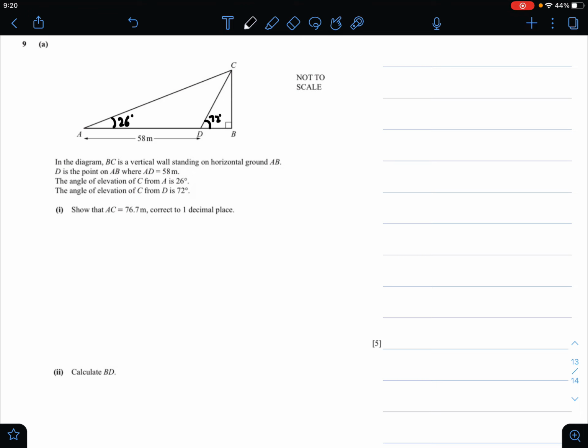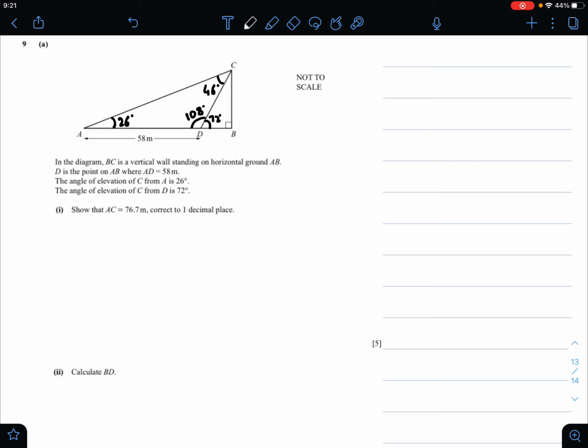Now, to show that AC is 76.7, we need to find at least one of the other angles in the triangle ACD. How we do that is, since the angles on a straight line add up to 180 degrees, we can do 180 minus 72 and find this angle. So 180 minus 72 is 108 degrees. And to find this third angle, all we need to do is 180, because angles in a triangle add up to 180 degrees. So 180 minus 108 minus 26 is equal to 46 degrees.